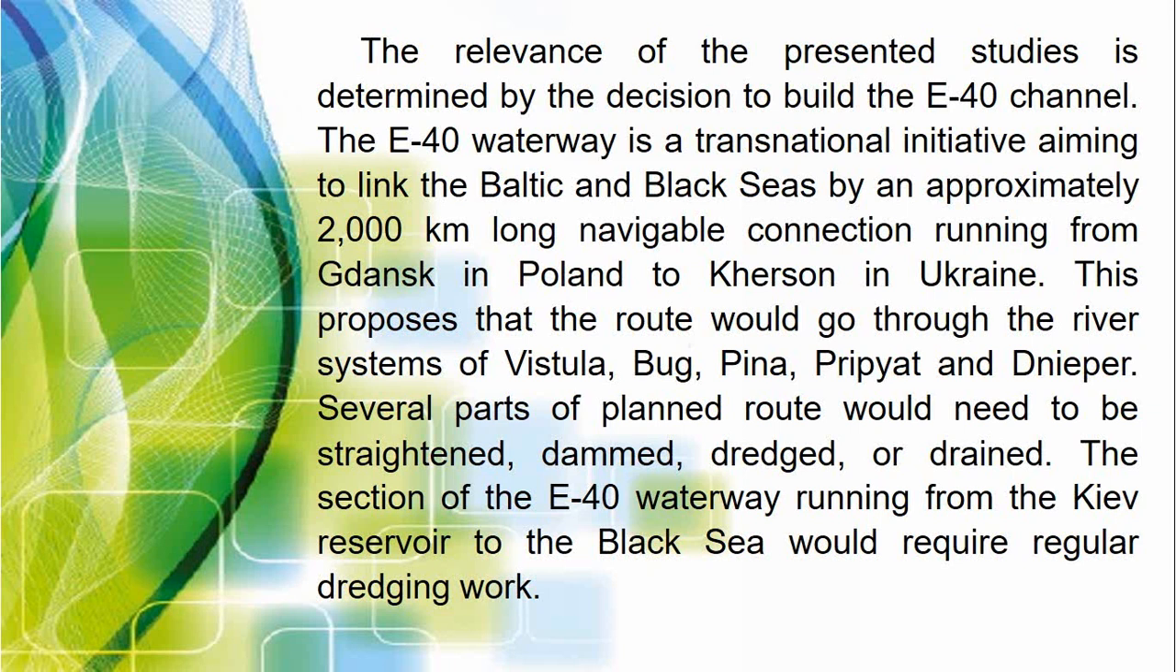It is proposed that the route would go through the river systems of the Vistula, Western Bug, Pina, Pripyat, and Dnipro. Several parts of the planned route would need to be straightened, dammed, dredged, or drained. The section of the E40 waterway running from the Kiev Reservoir to the Black Sea would require regular dredging work.